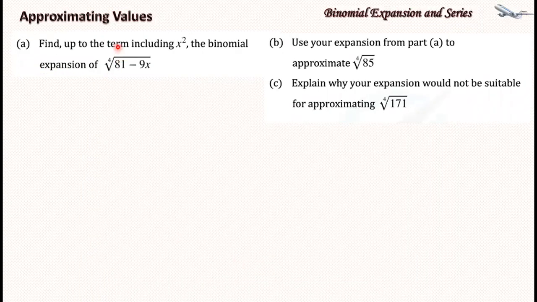So equally here, find the term including x squared in the binomial expansion of this, and then B, use your expansion in A to find an approximate of the fourth root of 85. Explain why expansion will not be suitable for the fourth root of 171.